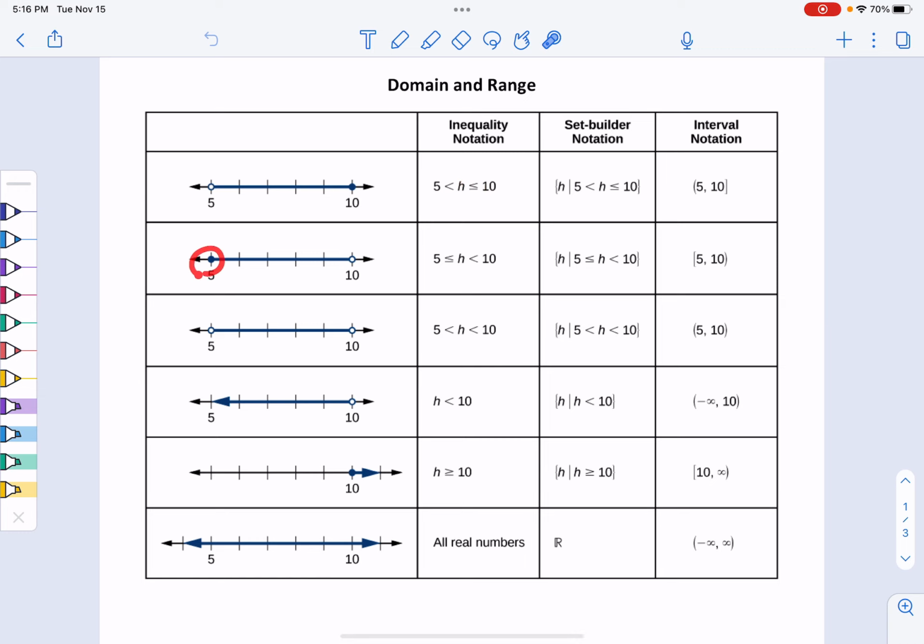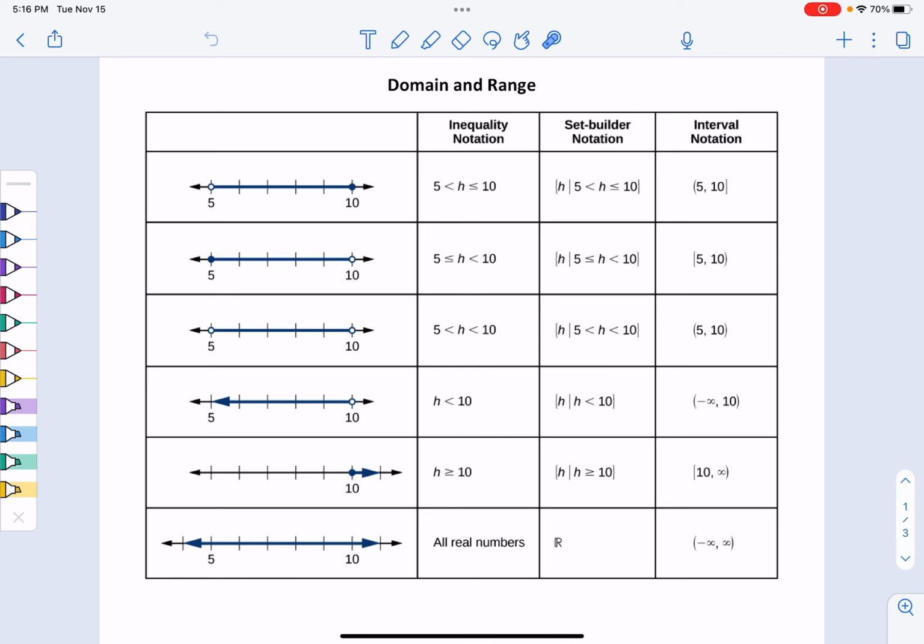Same thing down here. I am including 5 in my interval. I am not including 10. So this is all of the numbers, including 5, going up, up, up until just before 10. So 9.9999999 is included, but 10 is not. So H would be the numbers greater than or equal to 5 and less than 10.